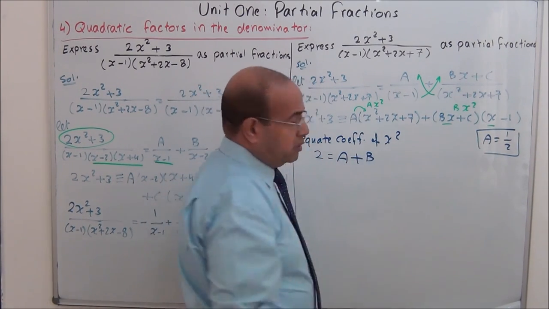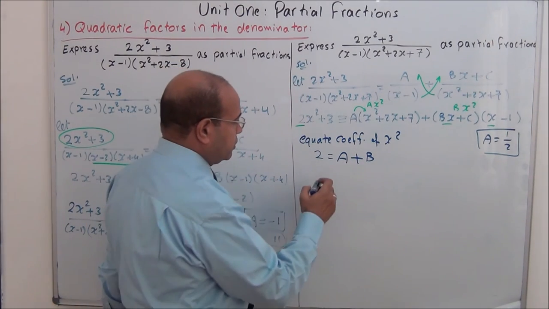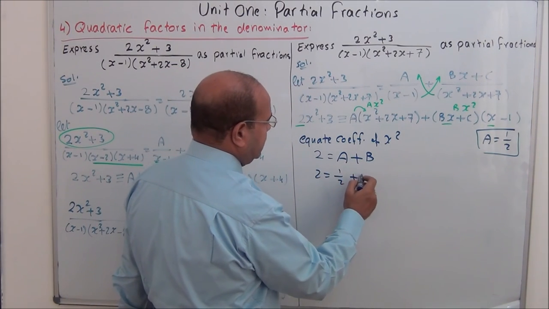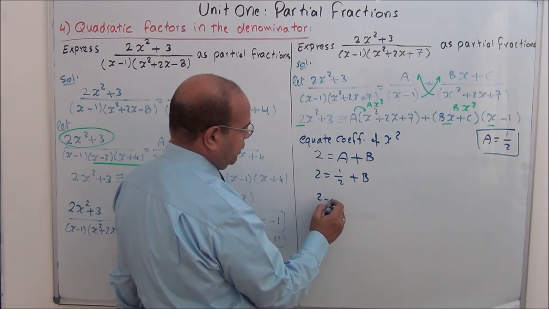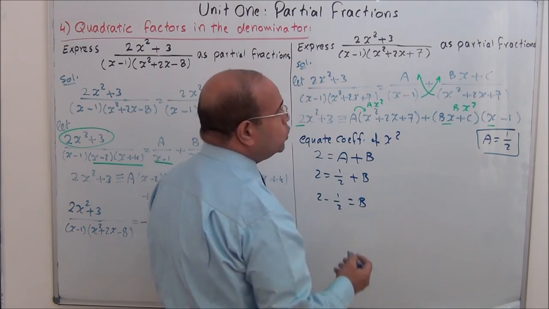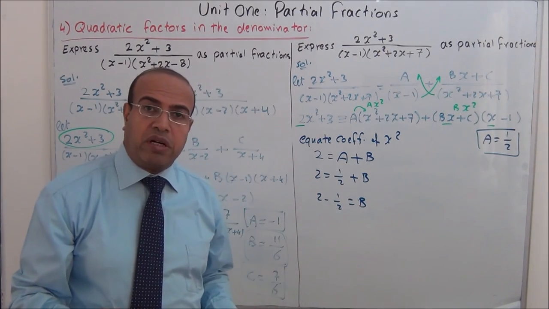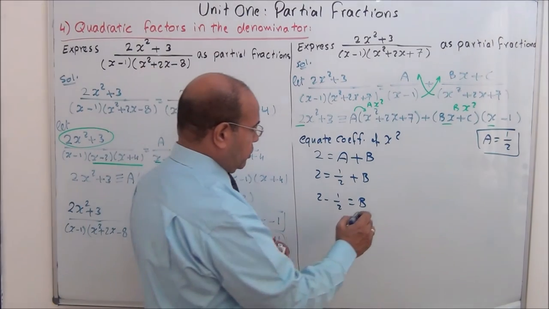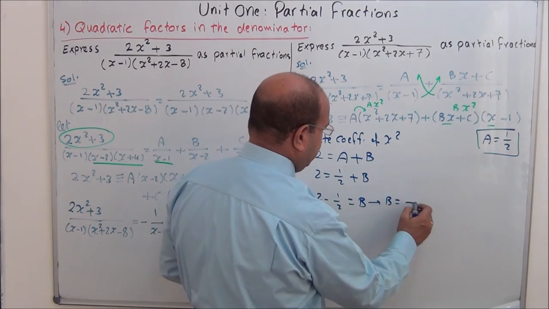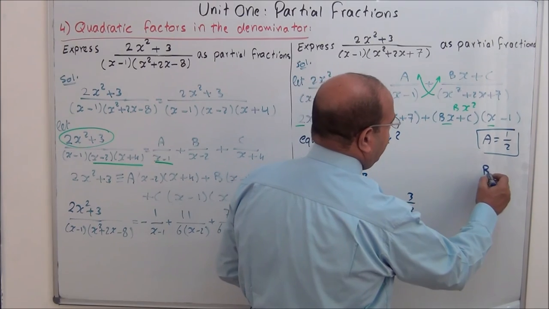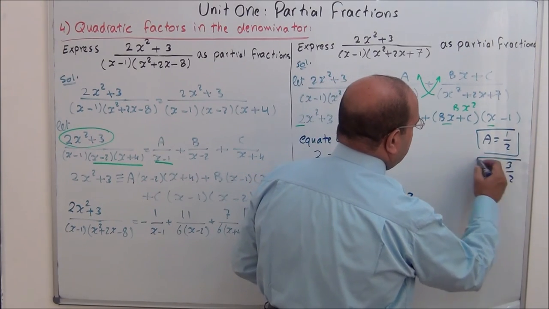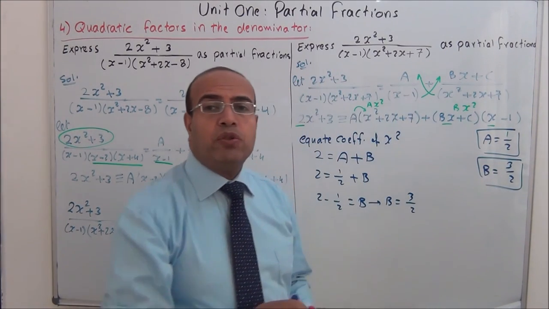Already we got the value of a before, it was half. So 2 equals half plus b. Move half to the other side: 2 minus half equals b. 2 minus half is 1 and a half, or 3 over 2. So the value of b is 3 over 2. Now we need to get the value of c.